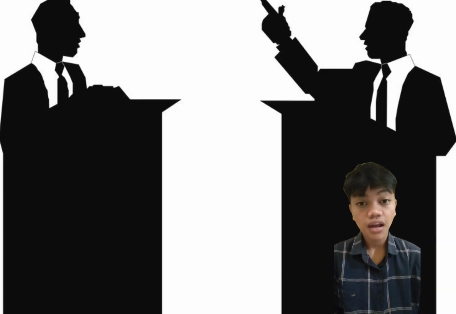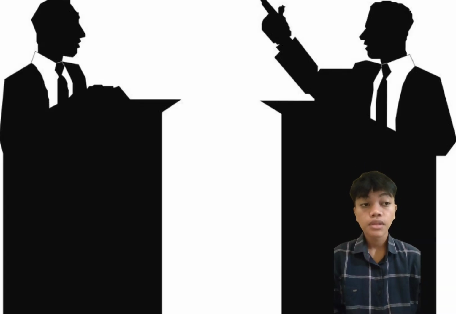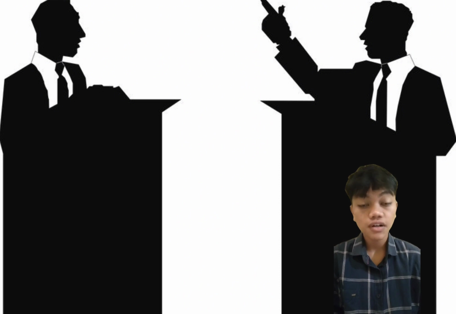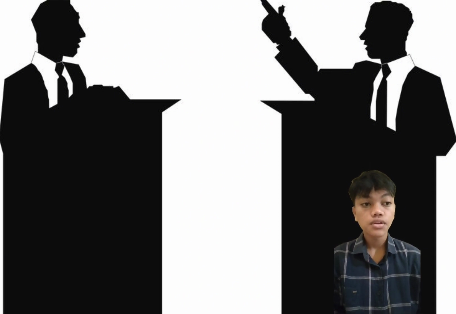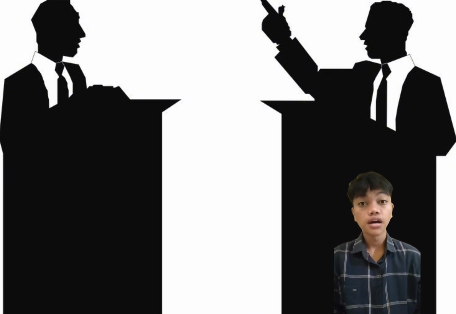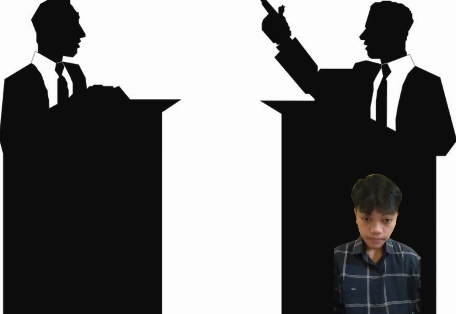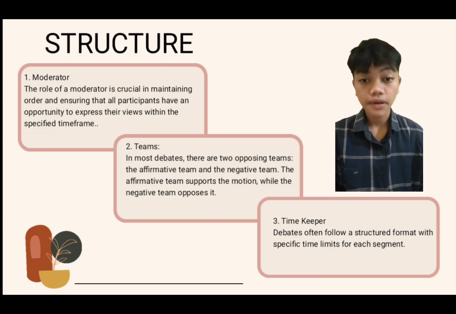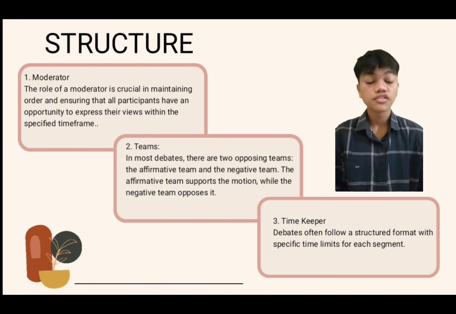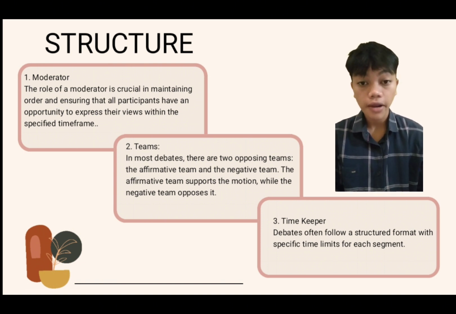We go to the structure of American debate. The structure of American debate includes six. The first is moderator, the second is teams, the third is timekeeper, the next is judging, and the audience, and the crossfire. Now I will explain the structure. The first is a moderator. The role of a moderator is crucial in maintaining order and ensuring that all participants have an opportunity to express their views within the specific time frame.